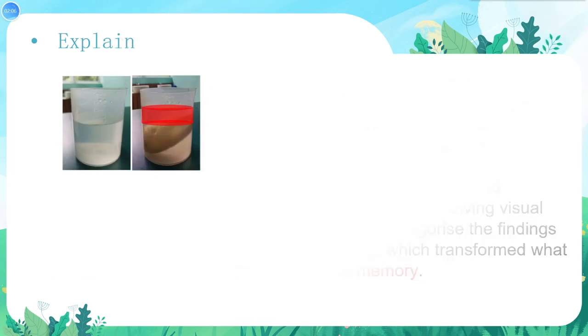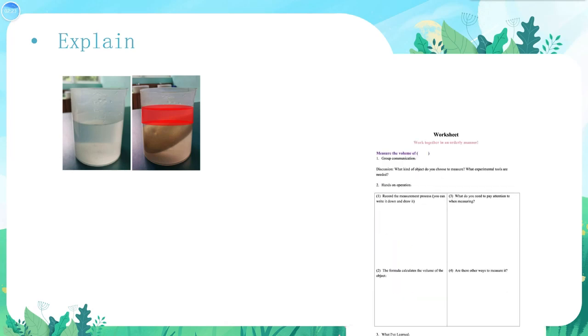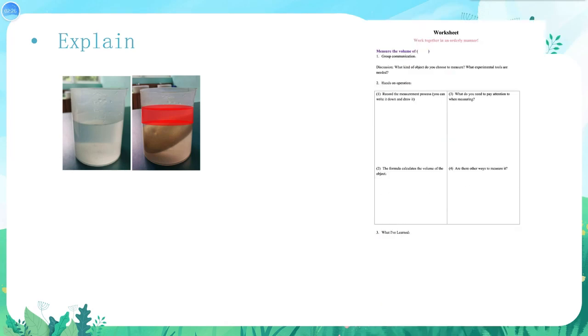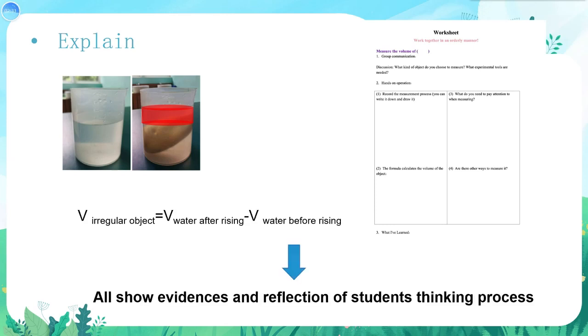Then, in the explain stage, pupils can practice expressive skills by sharing to persuade others to accept their methods of measuring irregular objects. The teacher promotes a variety of forms of presenting results, such as worksheets. This approach deepens students' understanding and subsequent reflection and evaluation of information provided by others, and also provides opportunities for students to identify and correct errors.